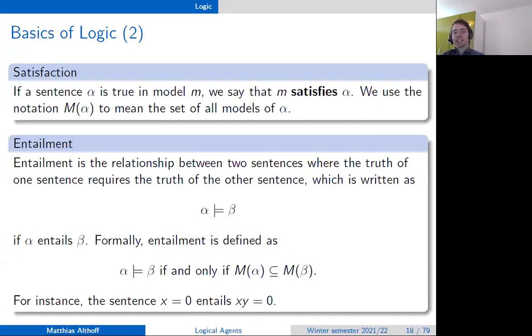Yes, the question is, does entailment simply mean implication? No, and because this is a standard question, we will discuss this aspect on a later slide. But it's a very good question.